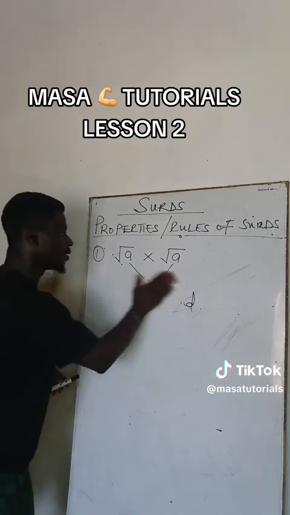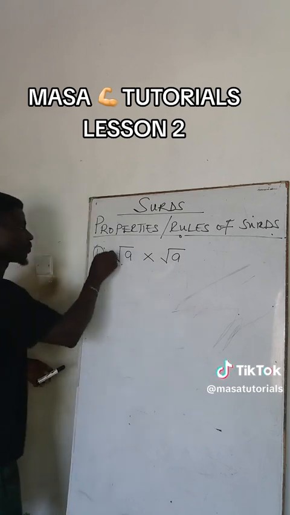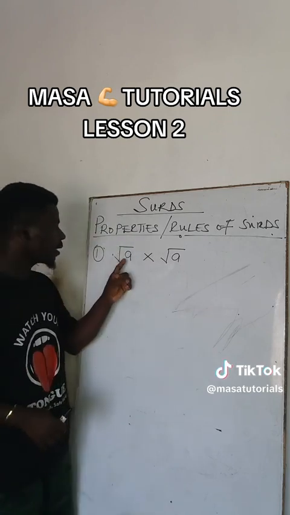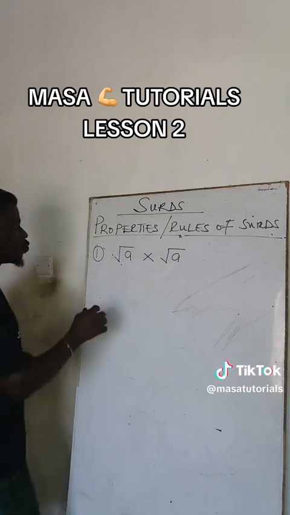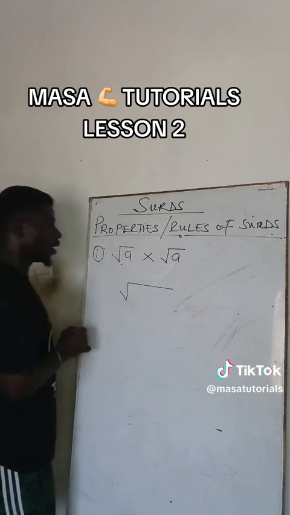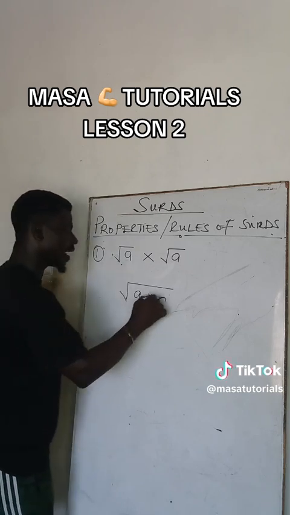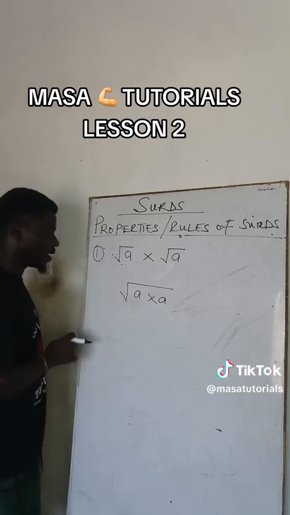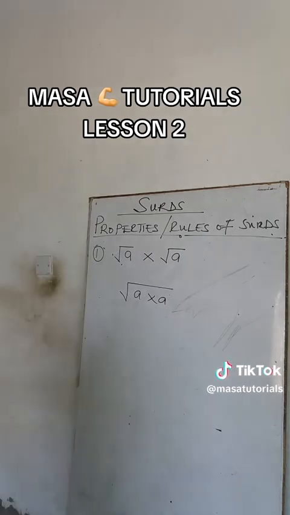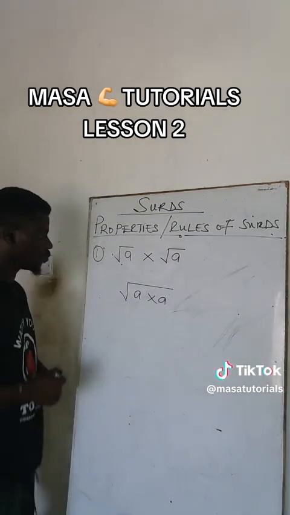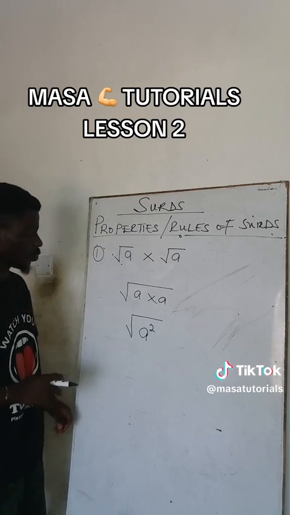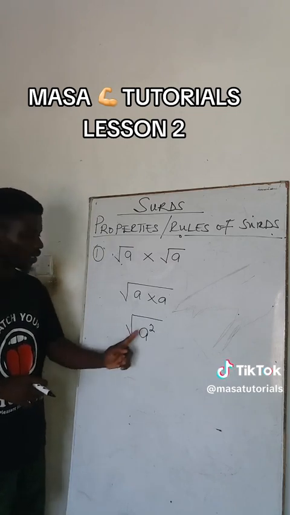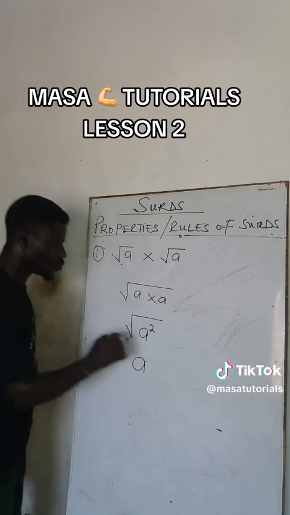So let's see. Let me clean it nicely. Then we have this. Now, this a and this a, that's the radicand. If they are the same, then you have the whole of that, it will multiply. a times a gives a squared. And square root of a squared, don't forget, this square will take away the square root so that you have a.